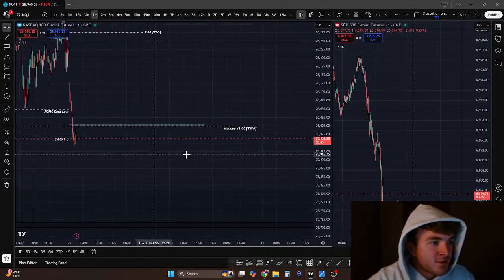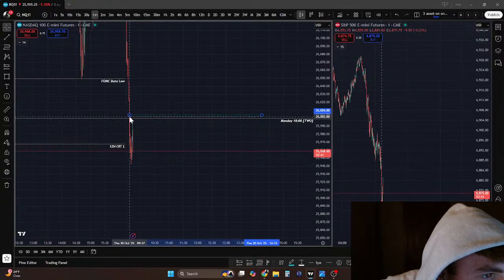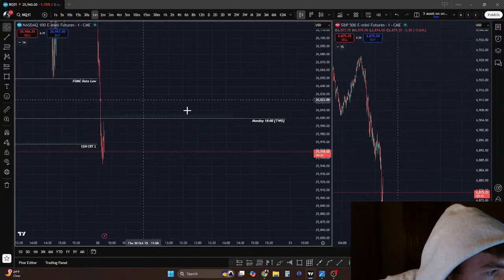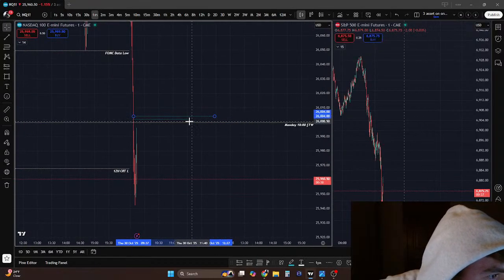Because it's right above the true open. See this? See how the New Day Opening Gap from before is right above this true open? I don't know, man. I'm thinking this might be sensitive here.